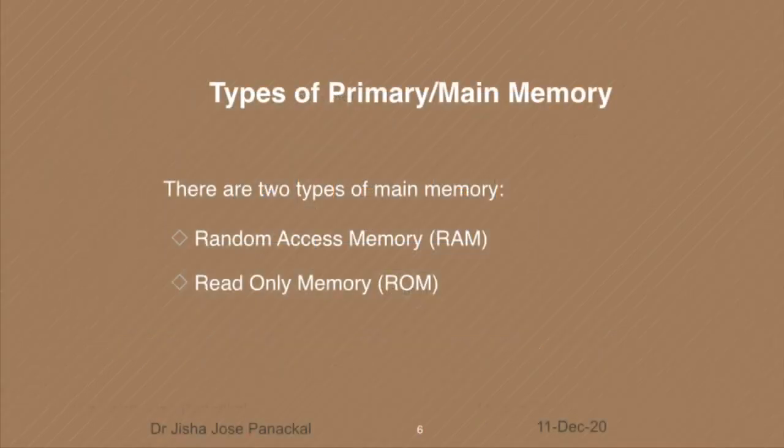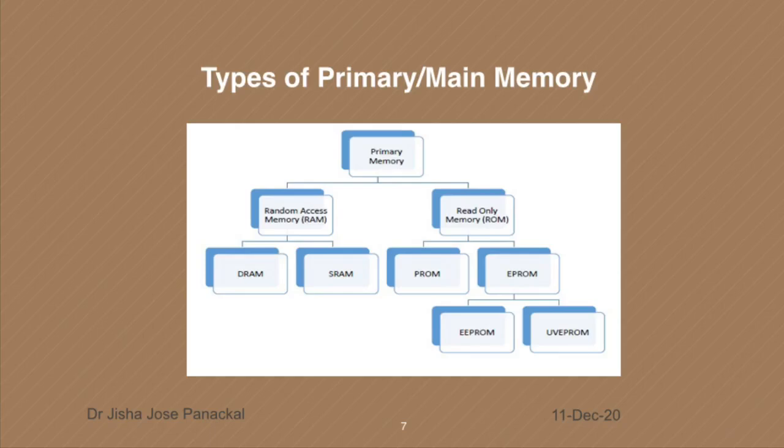Now we will see the different types of primary memory. There are mainly 2 types of memory. The first one is random access memory, and the second one is read-only memory. This figure shows the complete categorization of primary memory. Primary memory is primarily categorized into RAM and ROM. The RAM is again classified into 2, dynamic RAM and static RAM, represented as DRAM and SRAM. Read-only memory is classified into PROM and EPROM.